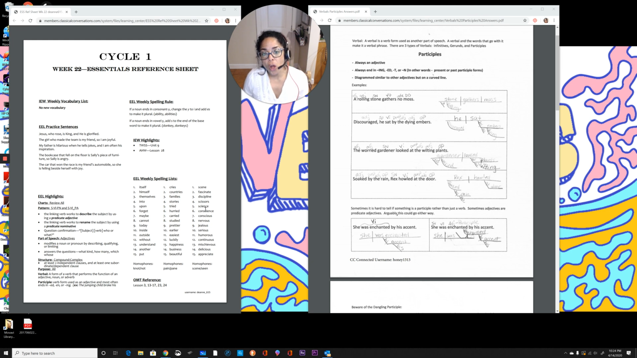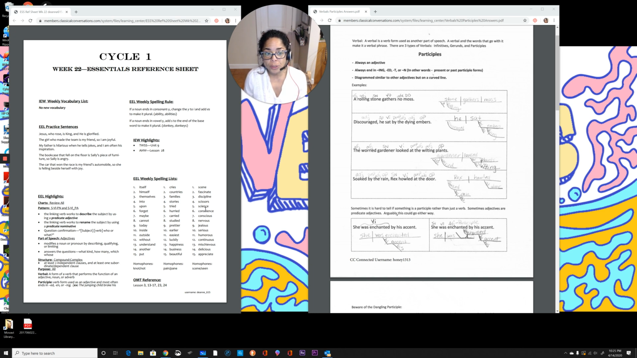A participle is always an adjective. It always ends in ing, ed, t, or n. In other words, it's the present or past participle form, and it's diagrammed similar to other adjectives but on a curved line. And they have some examples here. If you look at the first example, a rolling stone gathers no moss.